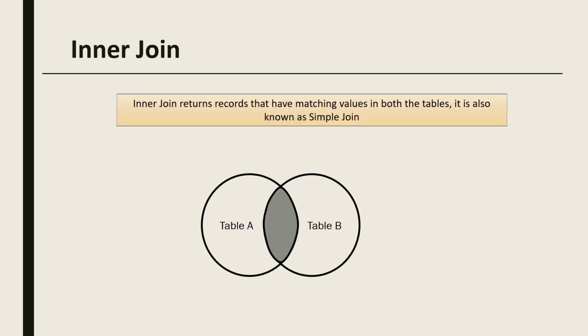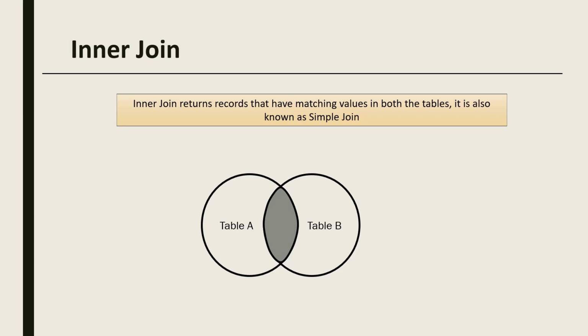So what is inner join? Inner join returns the records that have matching values in both tables. It is also known as simple join. For example, we have table A and we have table B. We need to do the inner join of them. So wherever there are common records, matching values, only that output will be given by the SQL query. To better understand this inner join, we will do one exercise problem.